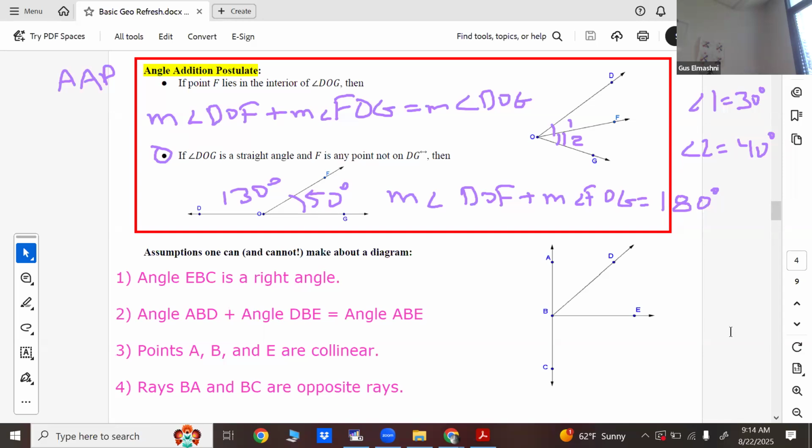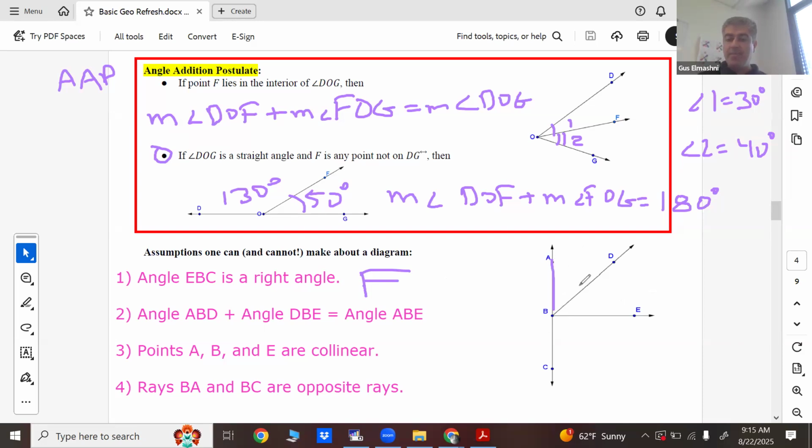Wait, it's false? Yeah, because it's like straight, right? There's no indication, there's no proof. So you can't go based off looks. I would need to tell you that this is 90 degrees. So that's false. I just don't know. There's not enough information.